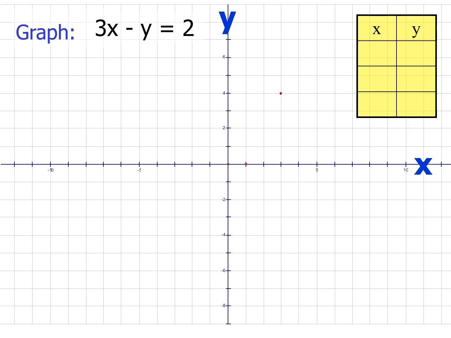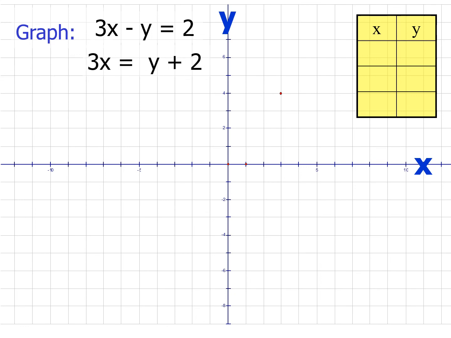Now, let us have the last example. 3x minus y equals 2. So in here, we need to solve for y. The technique here is to transpose y to the other side to make it positive. So 3x equals y plus 2.